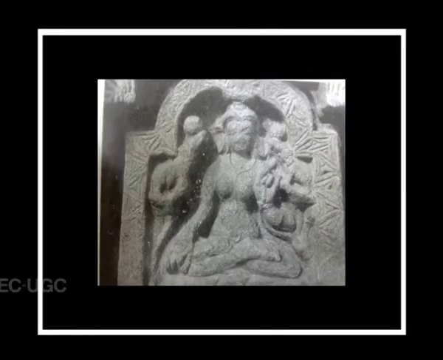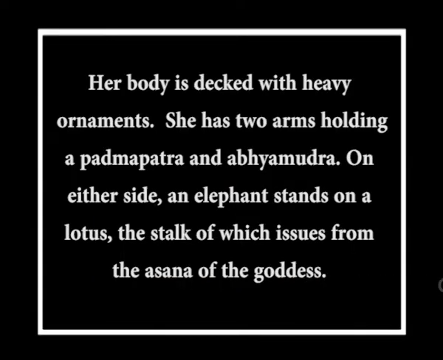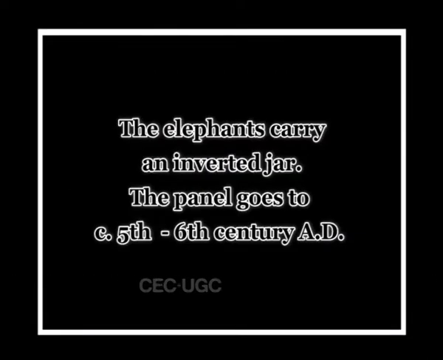The panel in the Gupta temple, Devgarh, represents Gajalakshmi seated in Padmasana, with curly hair. Her body is decked with heavy ornaments. She has two arms, holding a padmapatra and in Abhaya Mudra on either side, and an elephant stands on a lotus, the stalk of which issues from the asana of the goddess. The elephants carry an inverted jar. The panel goes to the 5th-6th century AD.